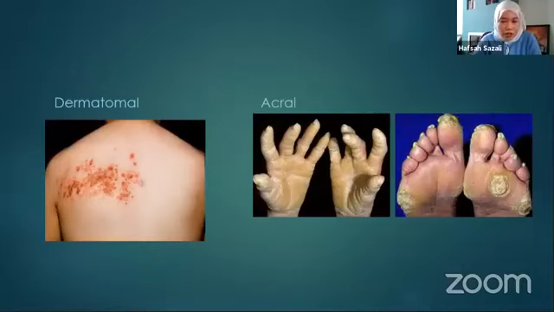So we would think about herpes zoster in this case. And some skin conditions occur in the acral sites, which means the extremities, the palms and soles. In these two pictures, we can see hyperkeratosis and punctate keratoderma in the acral sites, which occur in palmar plantar keratoderma.